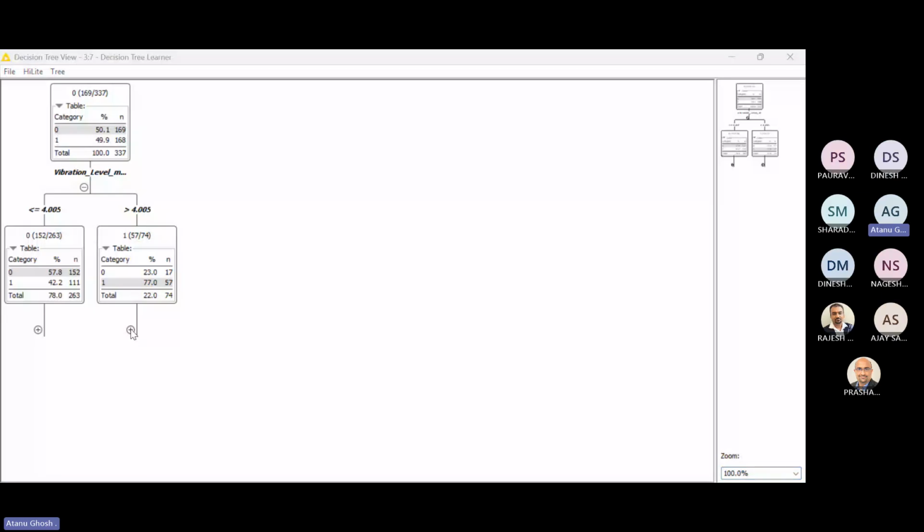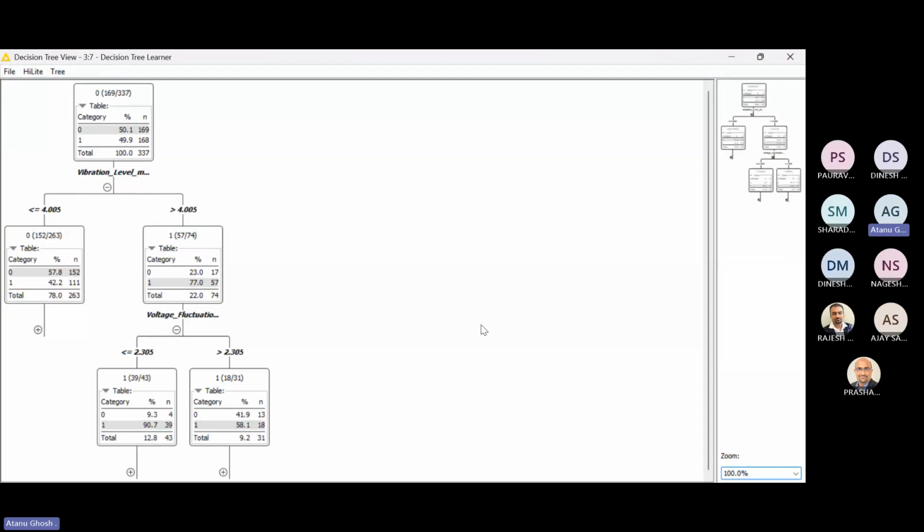Last time, if you remember, when it was greater than 4.005, it stopped at this. Now, when I've allowed a lower number of leaves in the node, it has been able to find the path of information gain, which is saying that if the vibration level is greater than 4.005 and the voltage fluctuation is less than 2.3, there is a 90% chance that the model will fail.